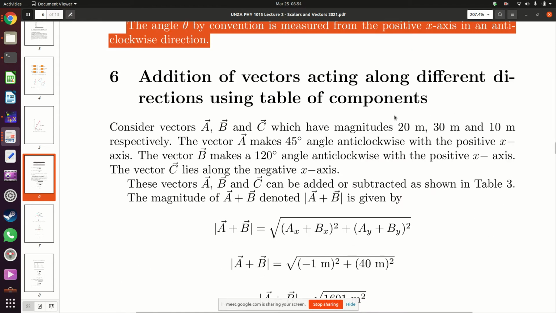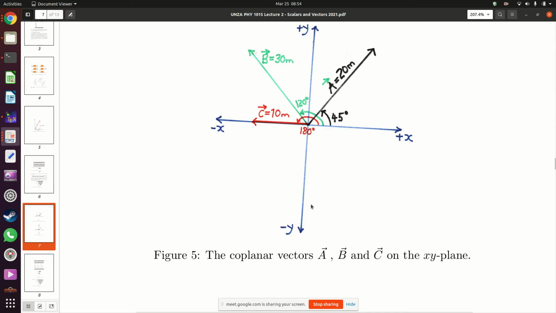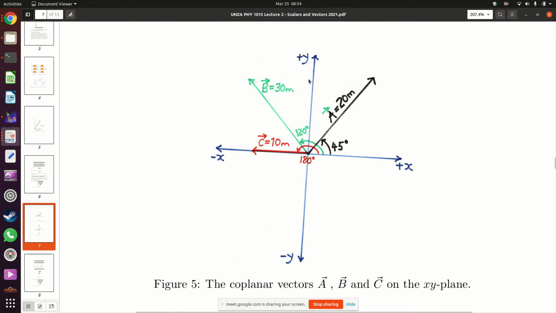So with this information, vector A, B, and C, with those sizes and the angles, we can plot A, B, and C on the XY plane, showing clearly what the size is and what the angles are, as shown below here. So this is my attempt to portray the same information. So I have got my XY plane, as you can see in blue.